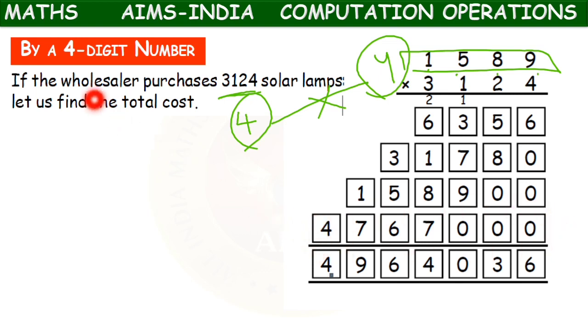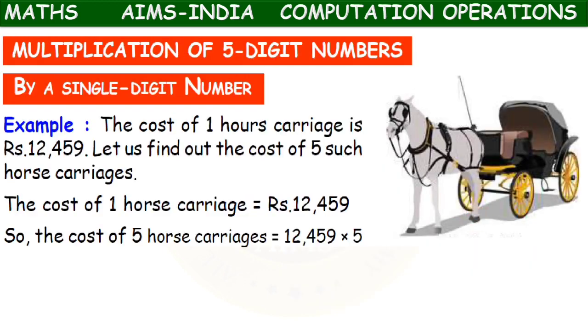Now this is how we multiplied a 4-digit number with another 4-digit number. Now let us look at how to multiply a 5-digit number. Yes, till now we have learnt about 4-digit numbers. Now let us learn how to multiply a 5-digit number. First is how to multiply a 5-digit number by a single digit number. Yes, here we are having only a single digit.